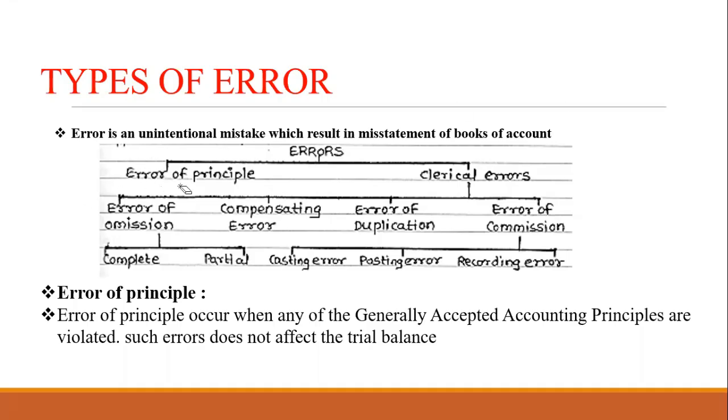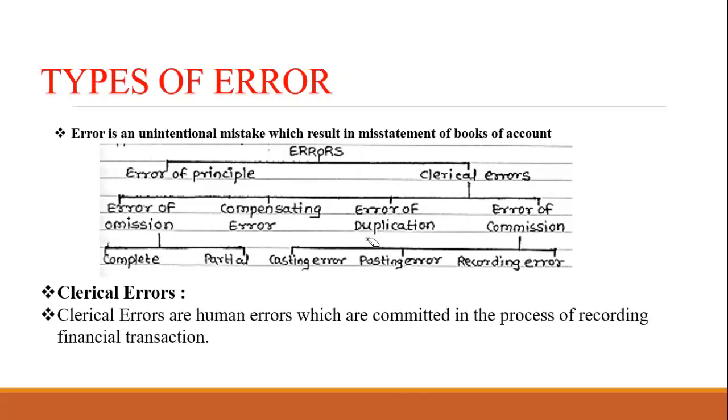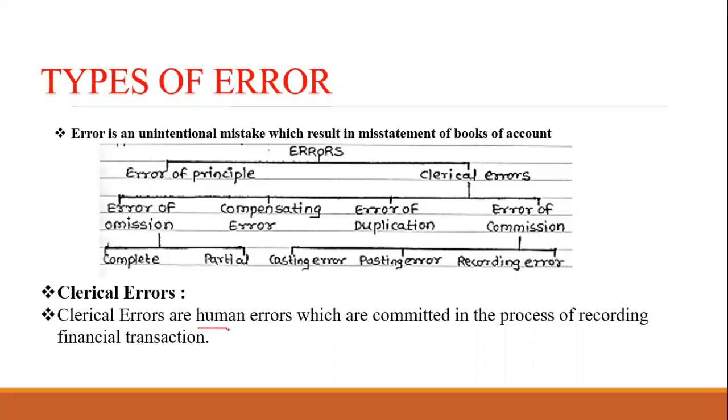This was the first type of error. Now we jump to clerical error. The word clerical itself means it has something to do with a clerical job, which is posting, recording, something related to that. So, clerical errors are basically human errors, which are committed in the process of recording financial transactions. They are all human errors. Humans have a tendency to make errors. So any human activity, if they have committed some errors, we call it clerical errors.